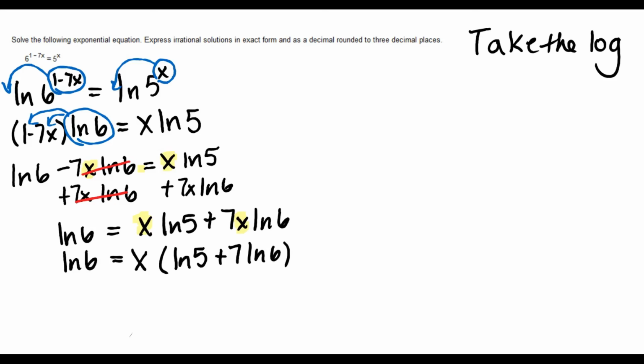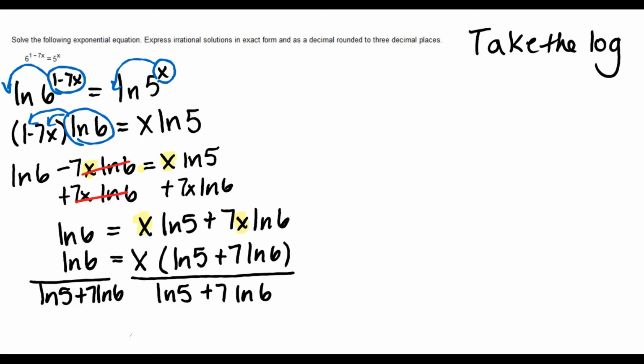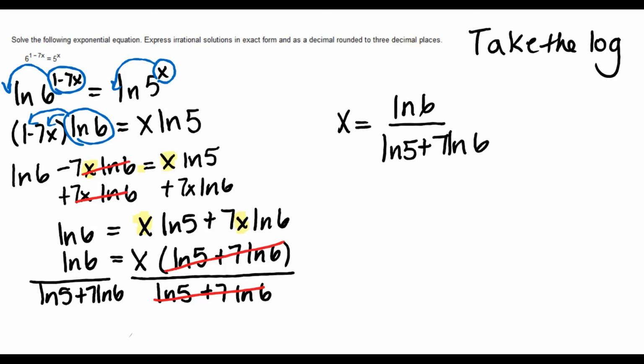And now I can get the x by itself on one side by dividing both sides by what's in the parentheses. Doing the same thing on the left. That'll cancel out on the right, and I'll have my solution. x equals natural log 6 over natural log 5 plus 7 natural log 6. So this is the exact value. And I'll use the calculator to get that decimal approximation.